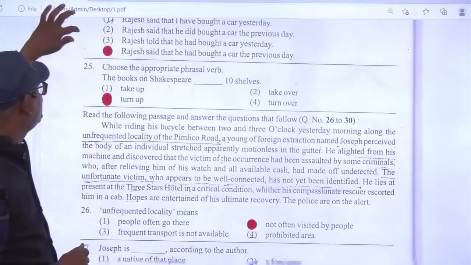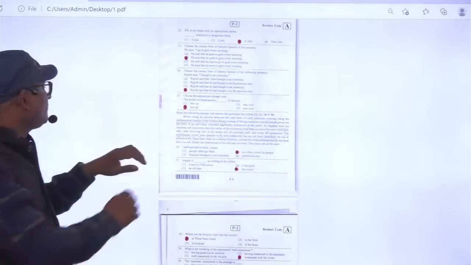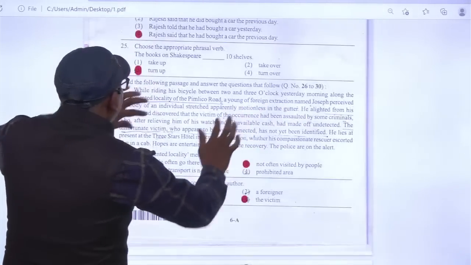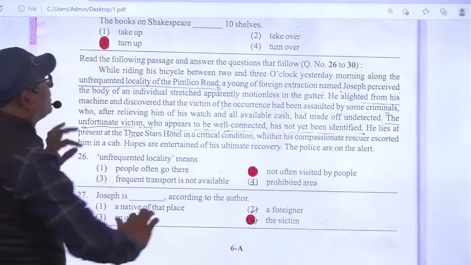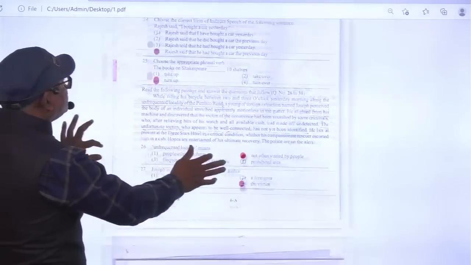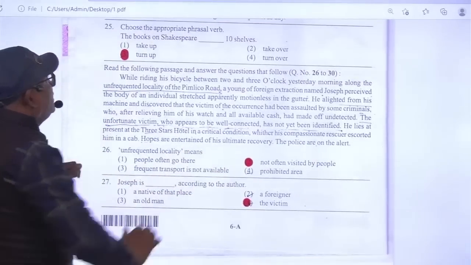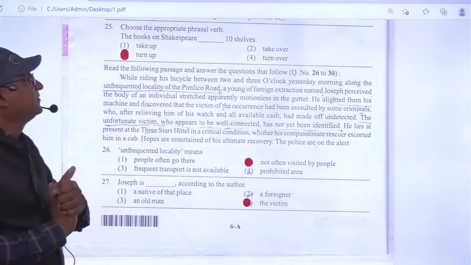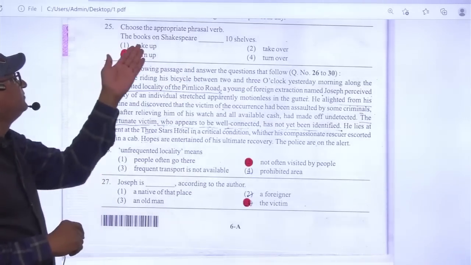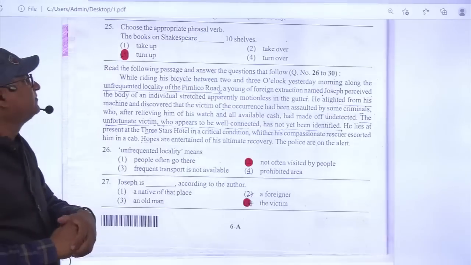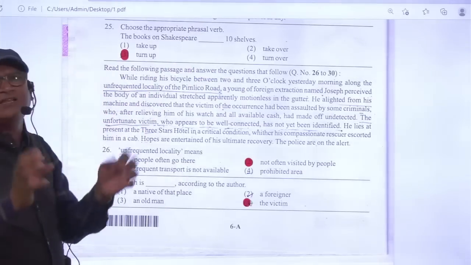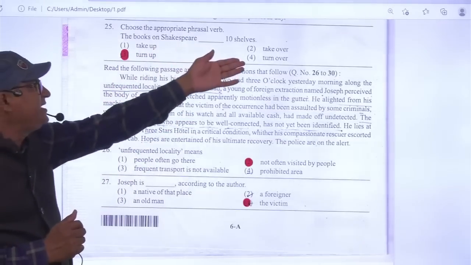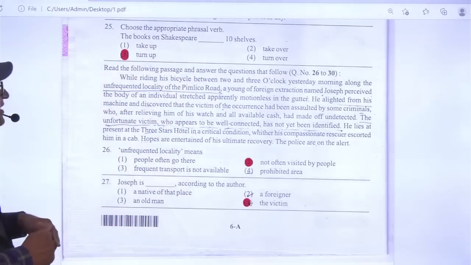Next question, question number 25. This is nothing but again the phrase that is given. The books are Shakespeare dash 10 shelves. So the subject is the books, and 10 shelves is nothing but like an almirah, no? We can always turn up, but not take up, take over and turn over. So 3 is the right option.